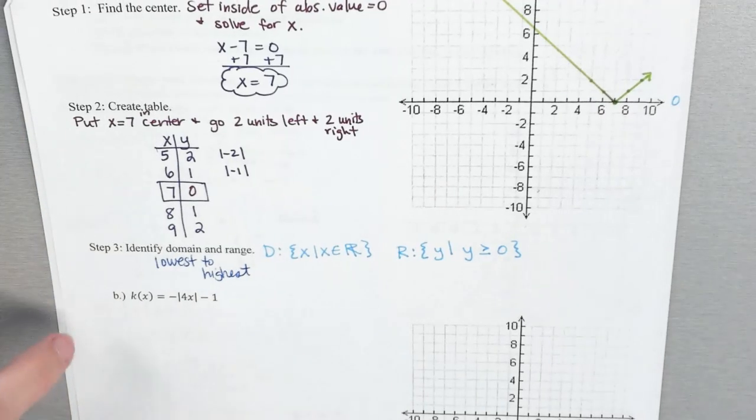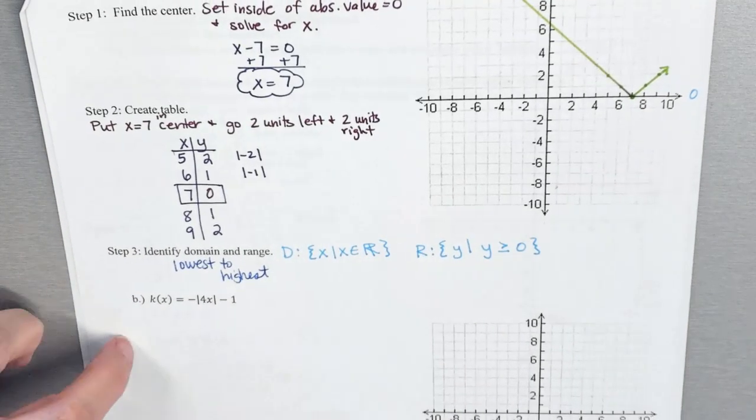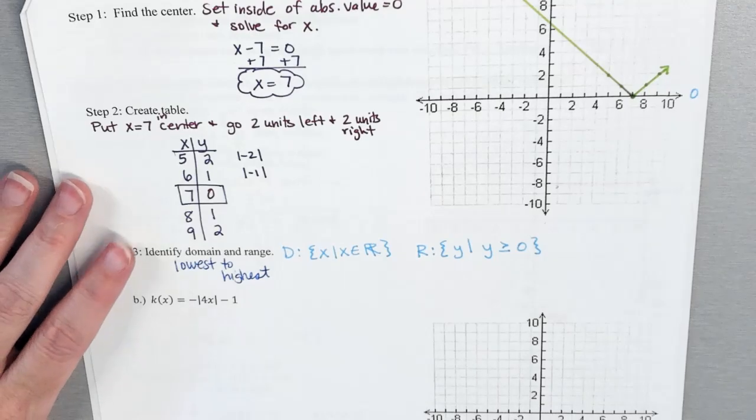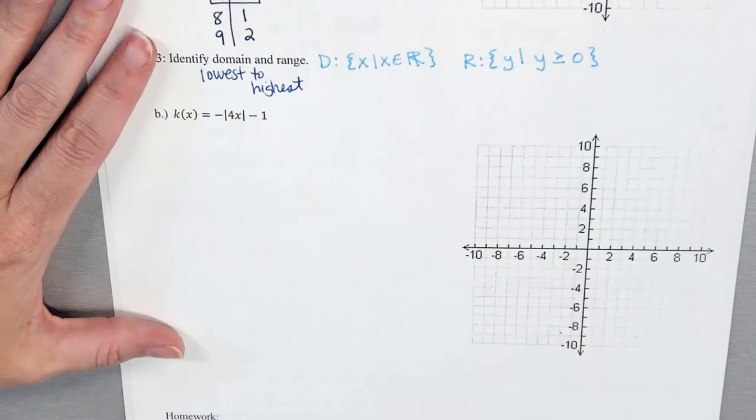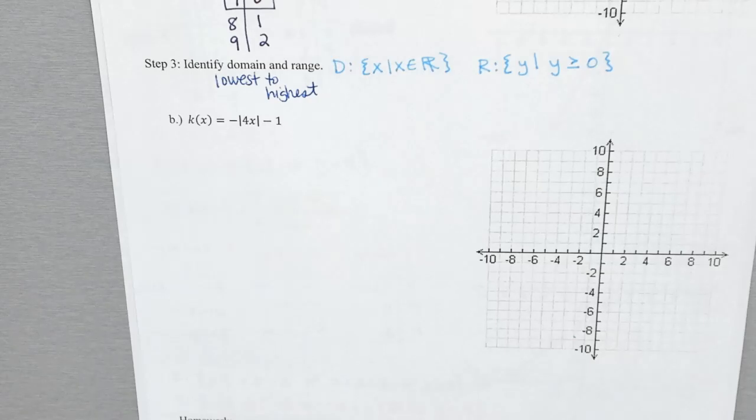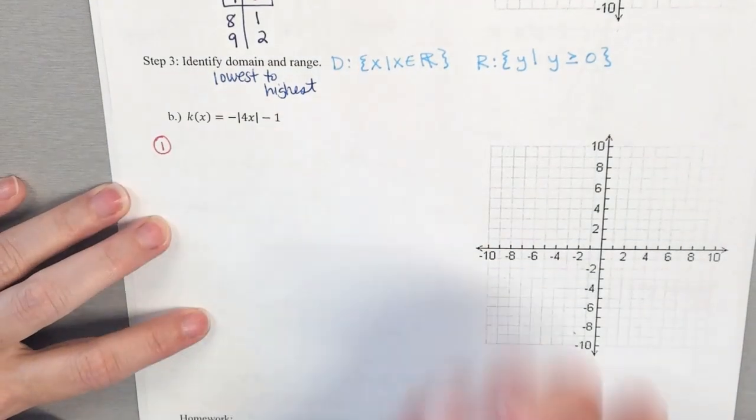Okay, so I want you to do step 1 for B and then see if you can set up your table. Okay, and that one is a little bit harder, so just give it a go.